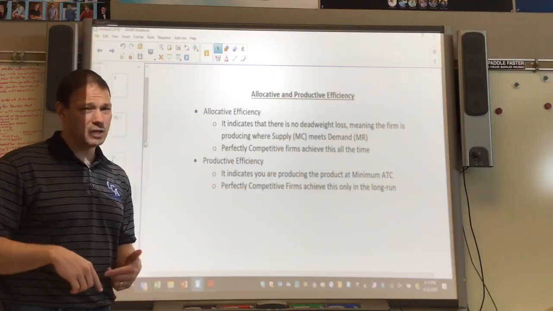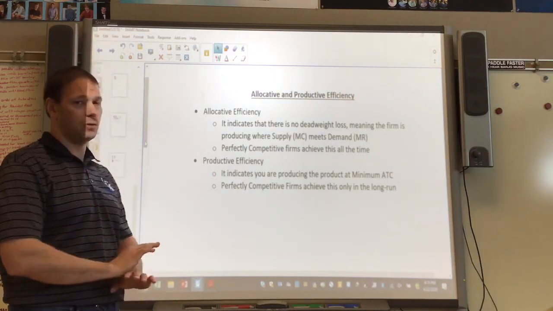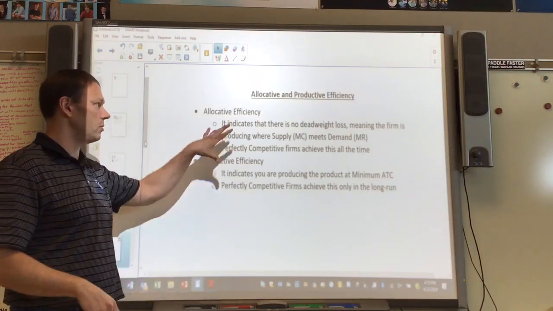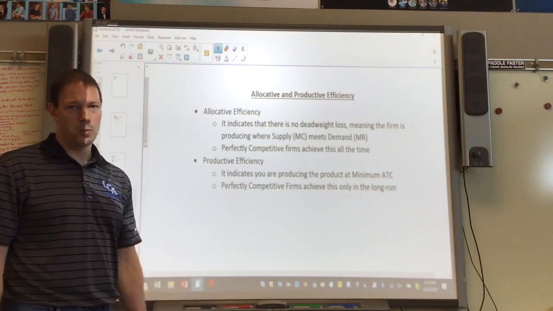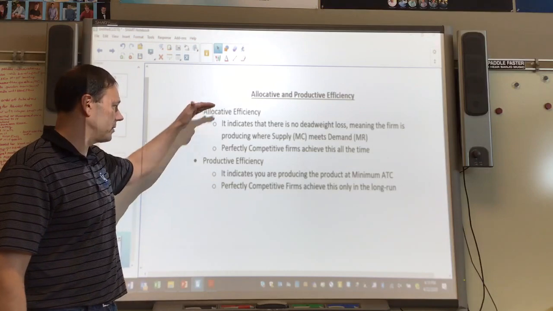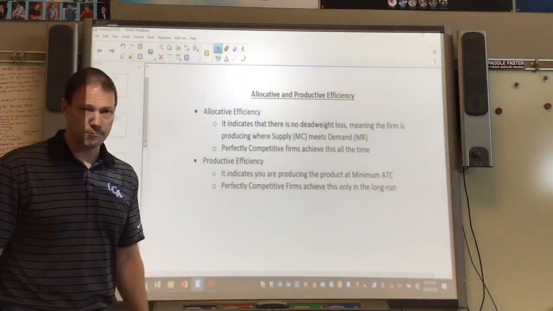Now the other types of competition, under natural circumstances, you don't get either of these. Perfect competition is the only one that gets either allocative or productive efficiency. Okay, allocative all the time, productive long run only. All right, there you go.